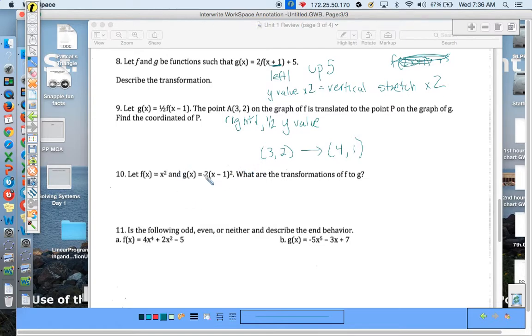And how about this next one? What happens on this one? Well, this is really similar to the one above. Minus 1, to the right 1. 2, it's outside, so it's a vertical stretch with a scale factor of 2.